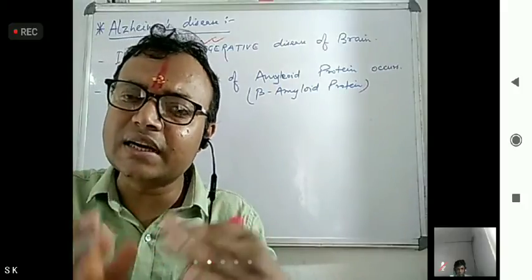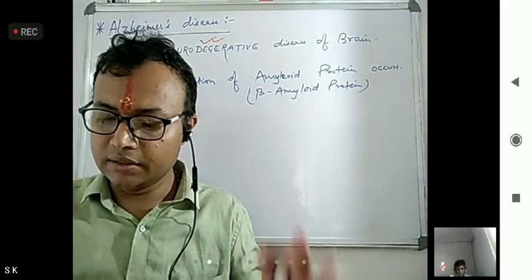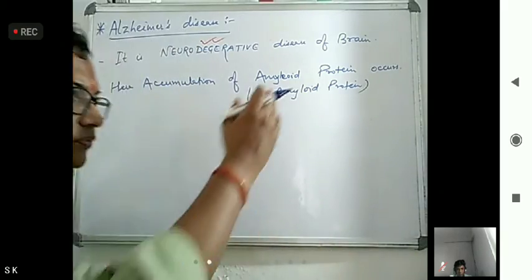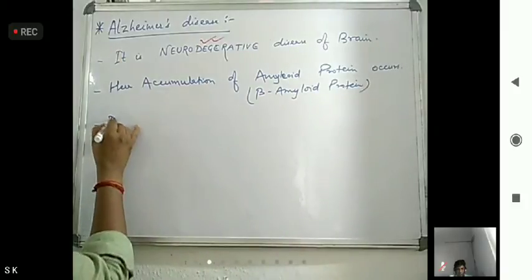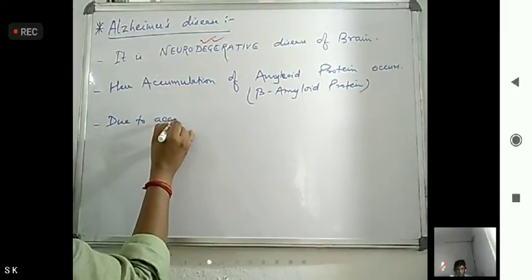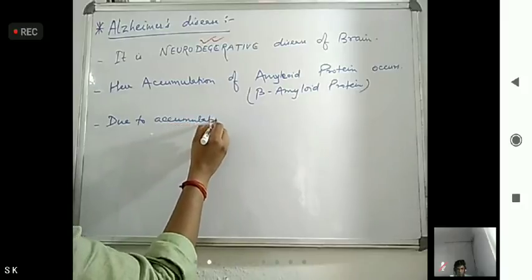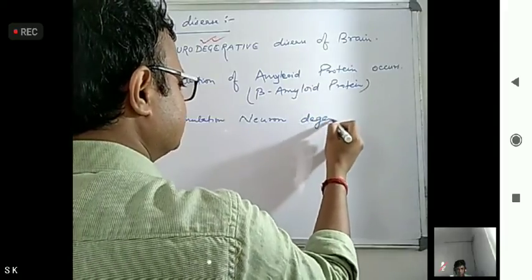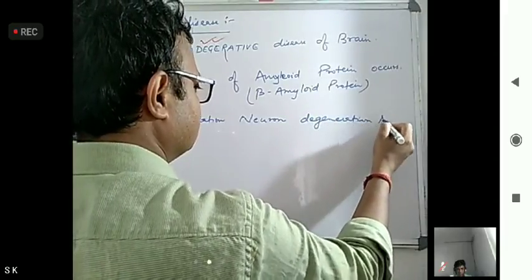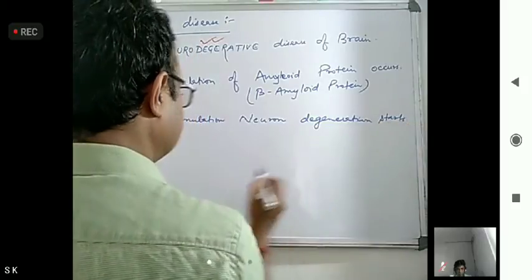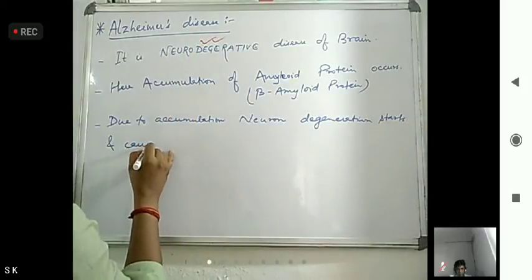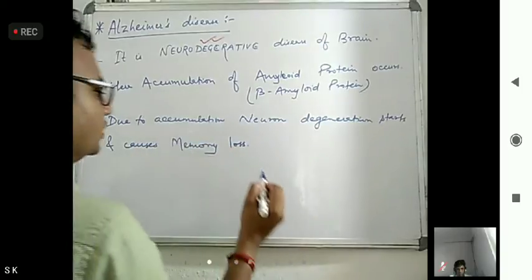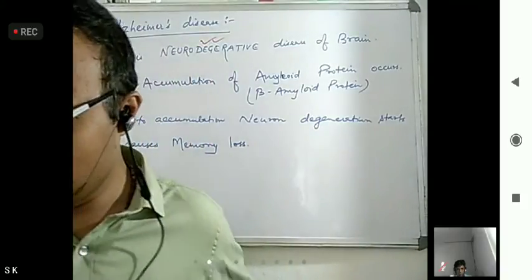The patient's neurons degenerate, and that degeneration of neurons causes Alzheimer disease. Okay, so what happens? Due to accumulation, neuron degeneration starts. Degeneration starts and causes memory loss. What are they causing? Memory loss.